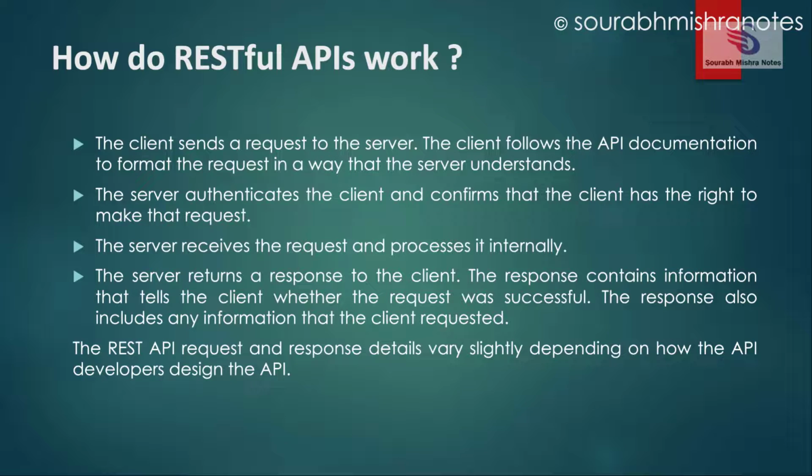In the fourth step, the server will return a response to the client. This response may contain information that tells the client whether the request was successful or not. The response also includes any information that the client requested. And this response may come in the form of JSON, XML, images, CSV, or any other format. The REST API request and response details vary slightly depending on how the API developers design the API.